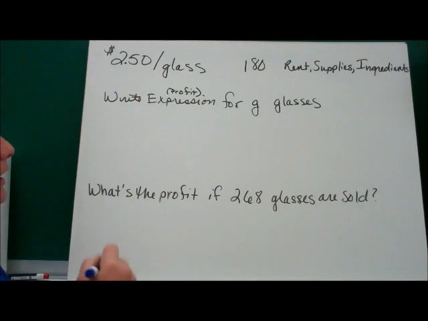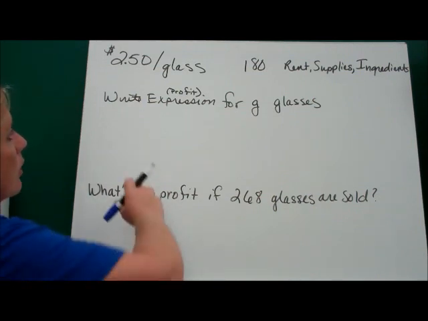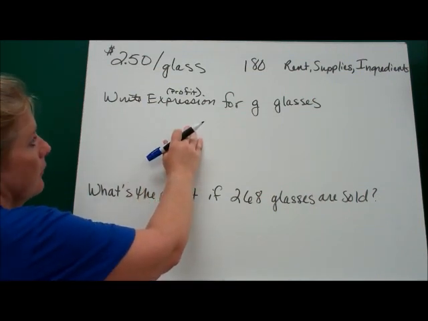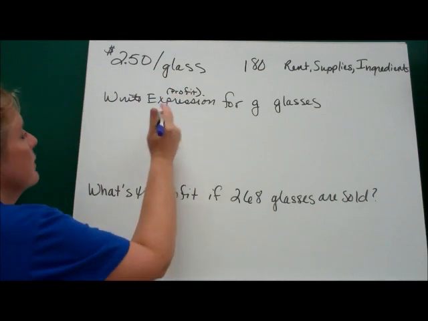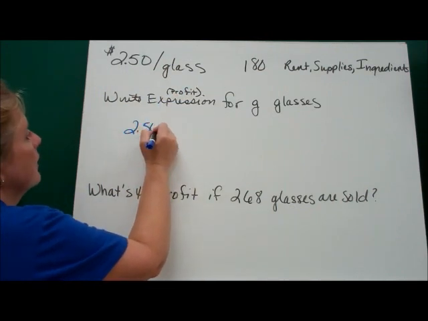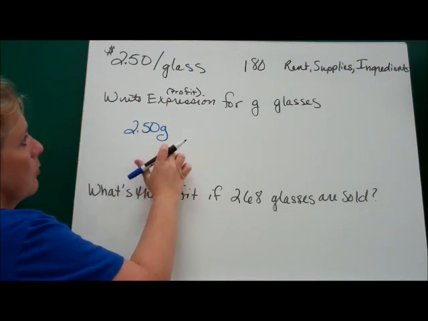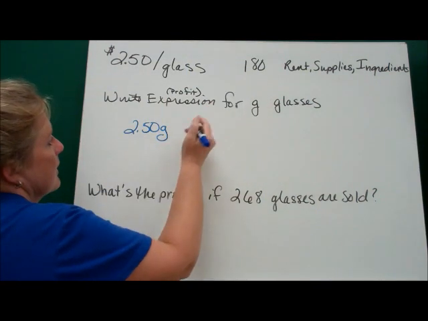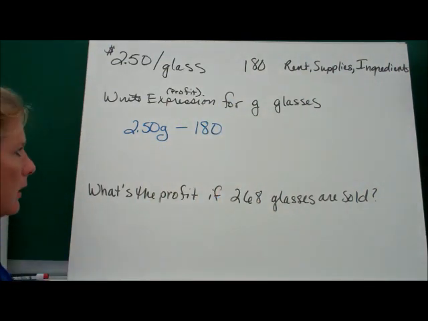Okay, profit is how much money you have after you have paid for your expenses. Okay, so we're going to write the expression for profit. We're selling the glasses for $2.50, so it's going to be 2.50G. Now that is how much income we get, but we've got to subtract out the expenses, and that's going to give us our profit. Okay.